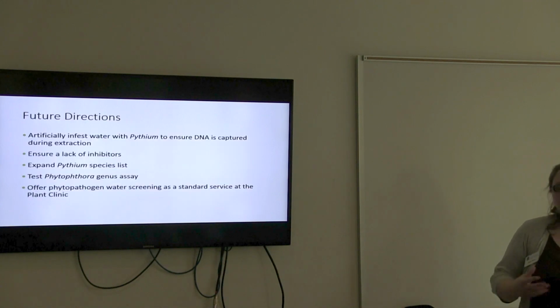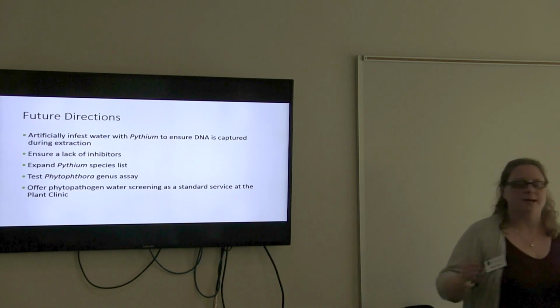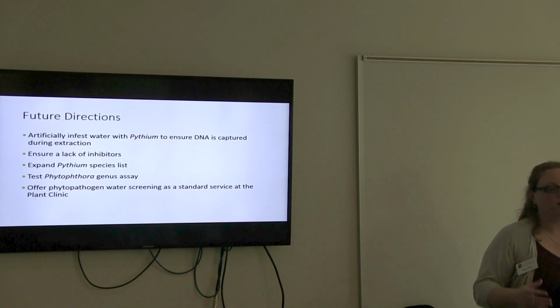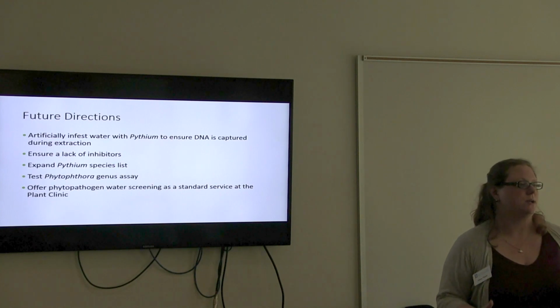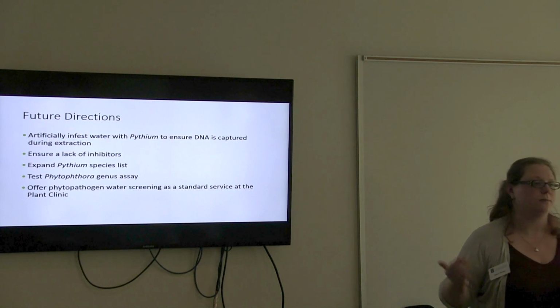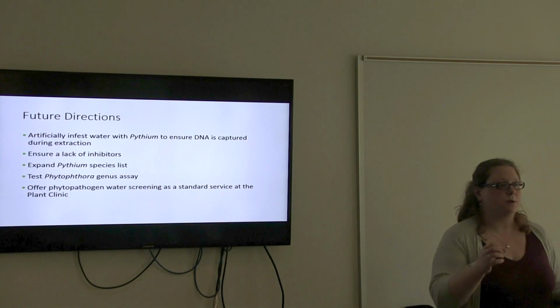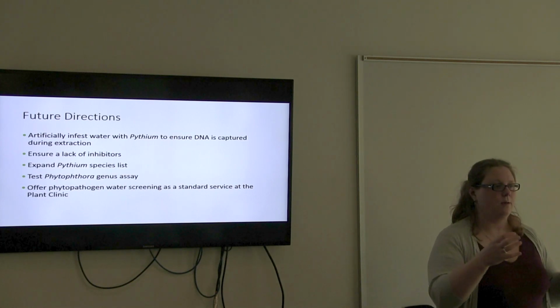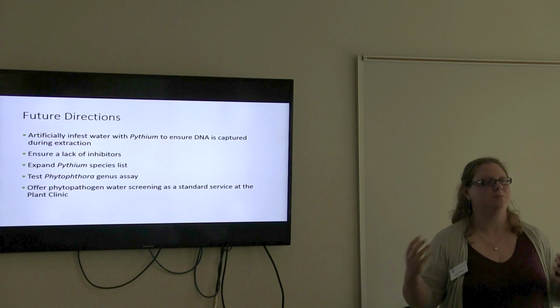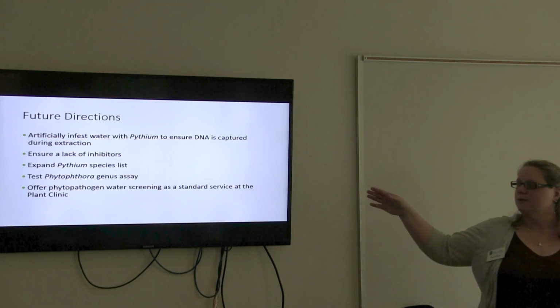In terms of future directions and where I'd like to see the service go, we have a couple of steps we need to take to make sure we're covering all of our bases. What I'd like to do next is artificially infest water with these Pythium species that we know we can test for, and also artificially infest water with Phytophthora. That may involve growing infected plants and then collecting the water we use to irrigate those plants. It could also involve just putting a plug of a pure culture in a bowl of water, because these are water molds. They do very well in very wet situations. But basically, we're going to artificially infest this water.